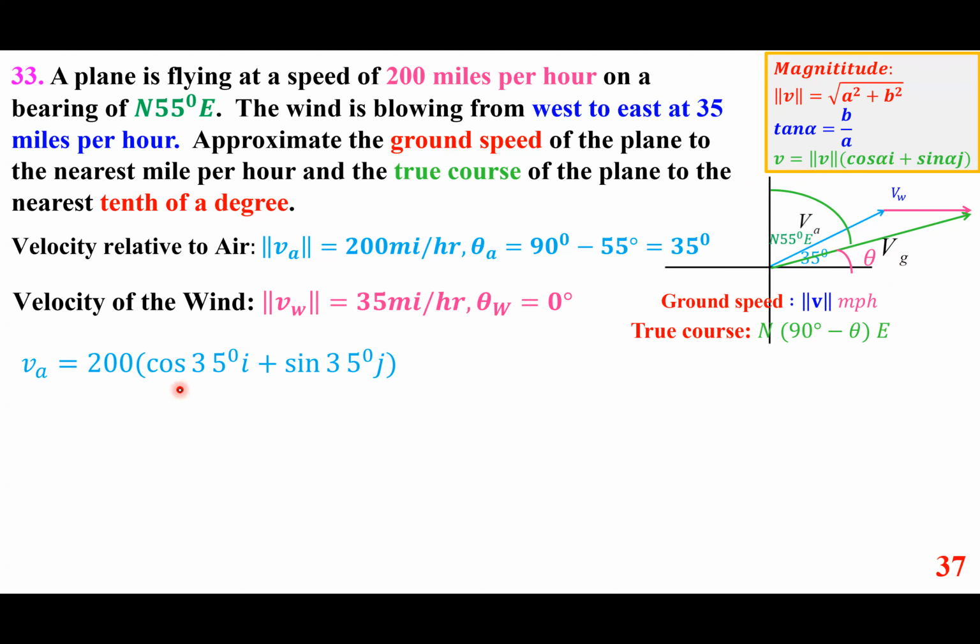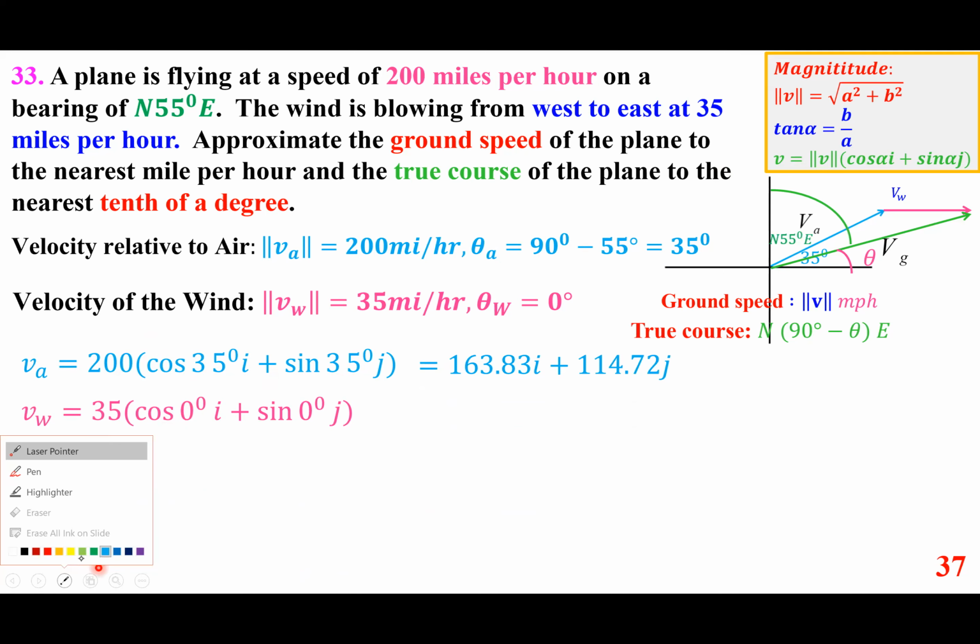The air velocity, according to this formula, is 200 times cosine of 35 degrees i plus sine of 35 degrees j. You use a calculator to find cosine 35, sine 35, and you multiply by 200, and you put it in this format using its components. We do exactly the same thing with the wind. And of course, we know cosine of 0 is 1, but sine is 0, so simply 35i.